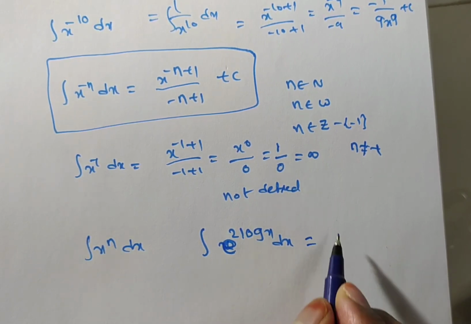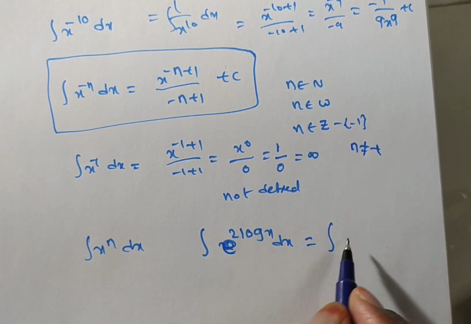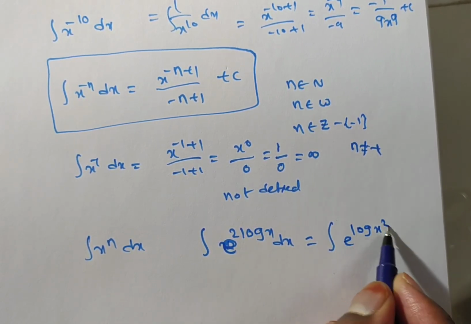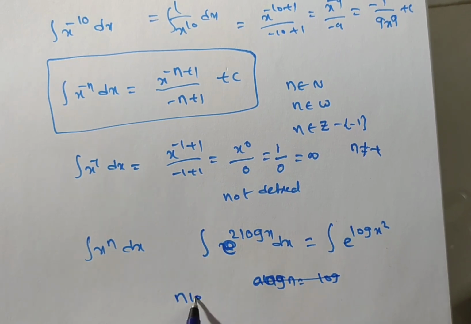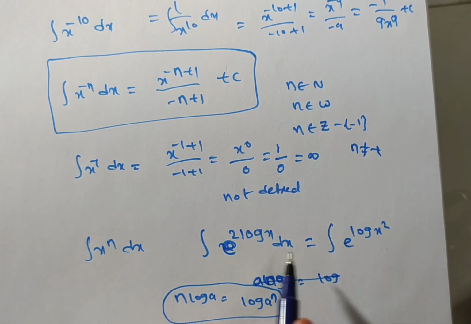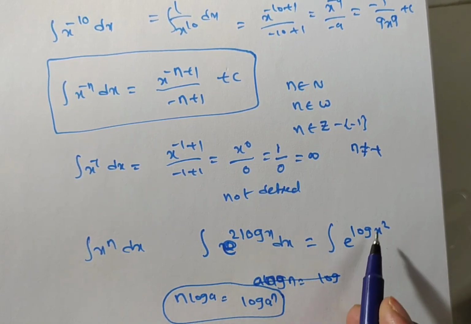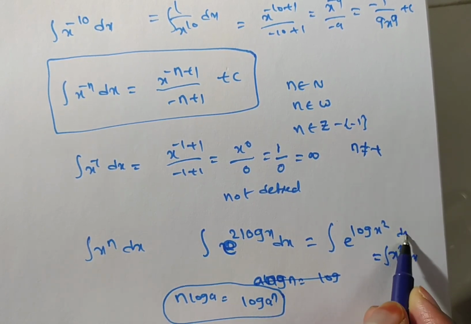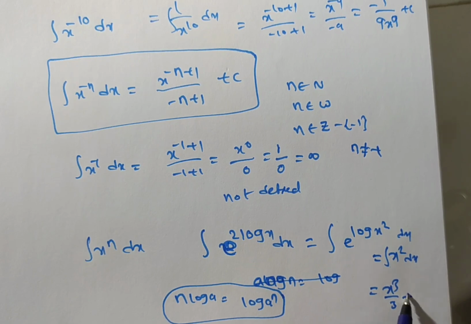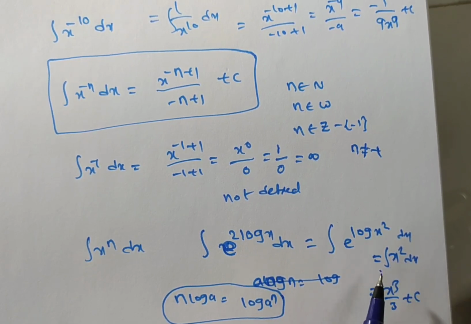That is, you can write this integrand as e to the power of log x square, because n log a is equal to log a power n. So here 2 log x I can write as log x whole square. So e and log get cancelled. In this case you will have integral of x square dx. What is integral of x square dx? x cube by 3 plus c. Sometimes they will give directly integral of x square, but sometimes the same question they will ask in this form.